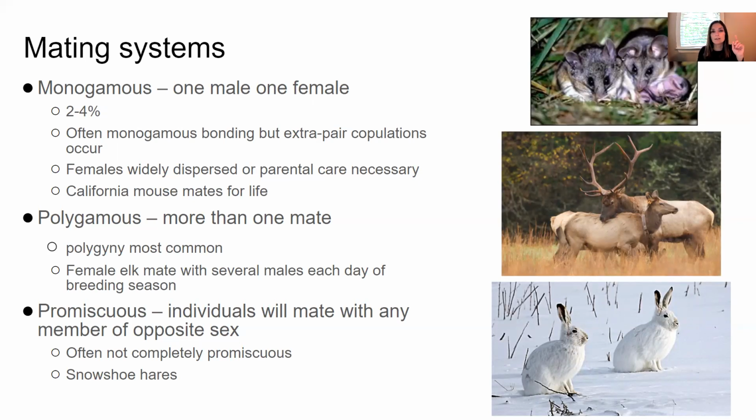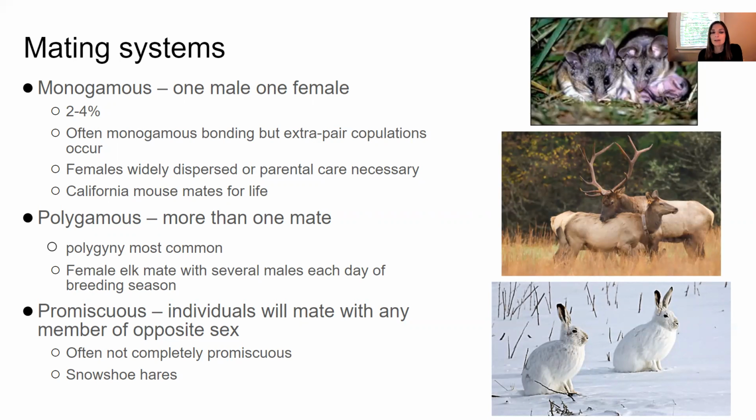Monogamy happens when females are widely dispersed, so it's not easy to come across a mate. And so if females are widely dispersed, having that one-to-one pair bond ensures reproduction. Or when a lot of parental care is necessary. So mammals do parental care in general, but when there's a lot needed from both parents, then you see that monogamy. One great example of monogamy in mammals is the California mouse that mates for life.